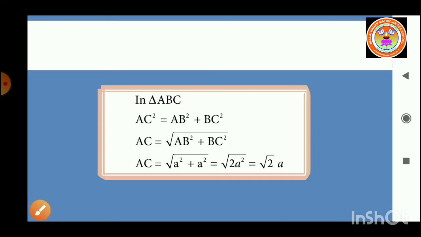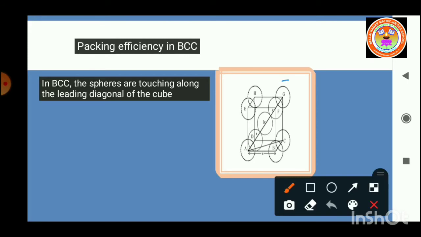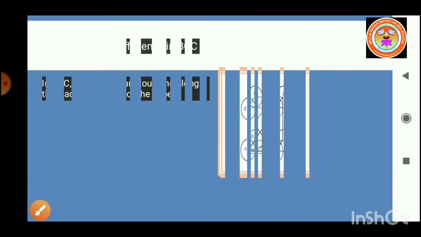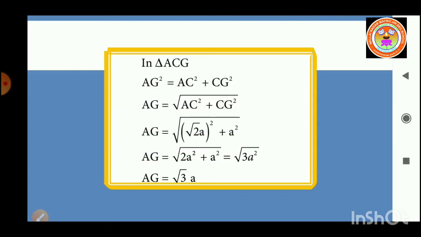So what is AG? See the diagram. What is the value of AG? That is R plus 2R plus R, so we write 4R. Instead of AG, we write 4R. So the next step is root 3 A is equal to 4R. So what is the value of R now? R is equal to root 3 divided by 4 into A. Now the R value we calculated.